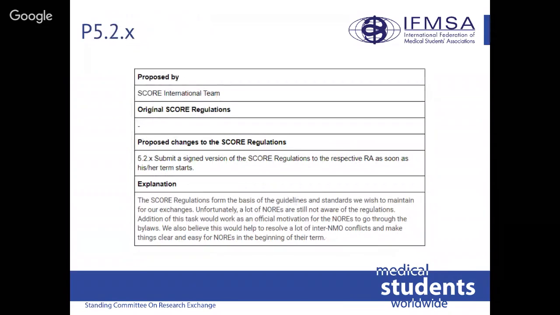And proposal 5.2.x is again a new original regulation that will state to submit a signed version of the SCORI regulation to the respective RA as soon as his/her term starts. The SCORI regulations form the basis of the guidelines and standards we wish to maintain for our exchanges. Unfortunately, a lot of NMOs are still not aware of the regulations. Addition of this task would work as an official motivation for the NMOs to go through their regulations. We also believe that this would help to resolve a lot of inter-NMO conflicts and make things clear and easy for NMOs in the beginning of their term.